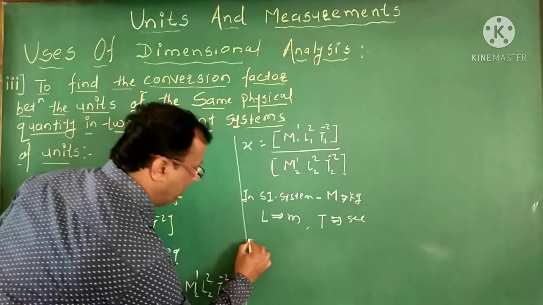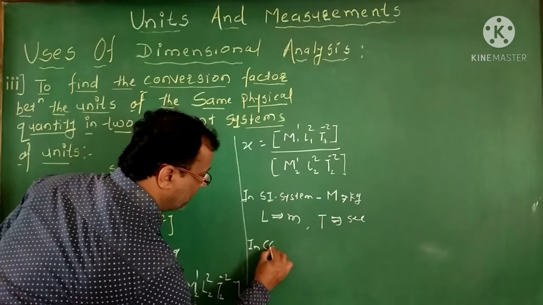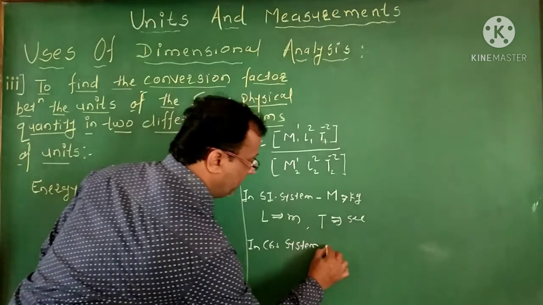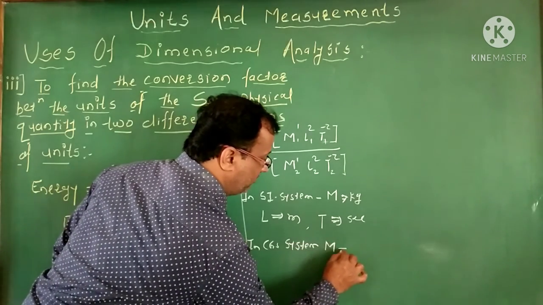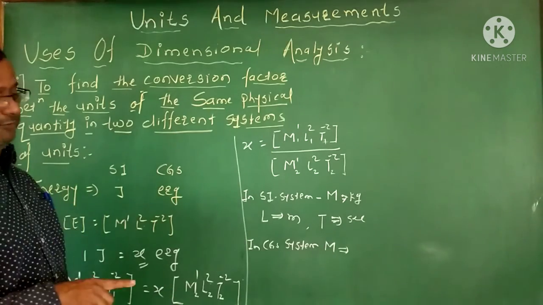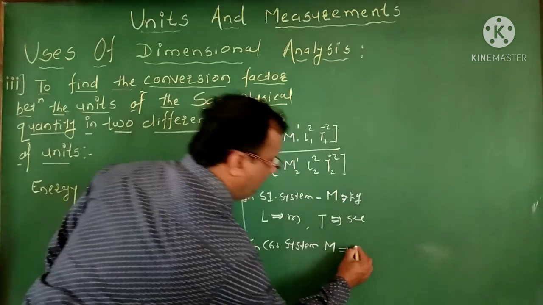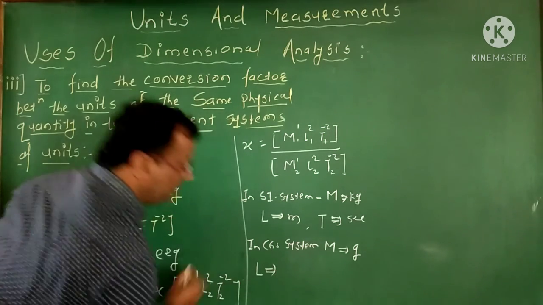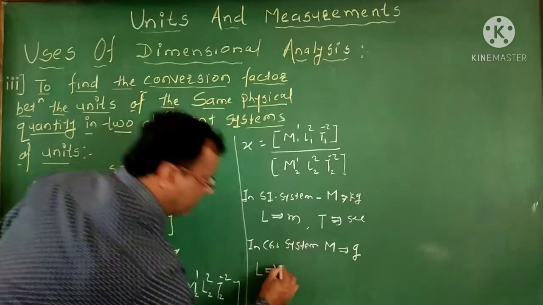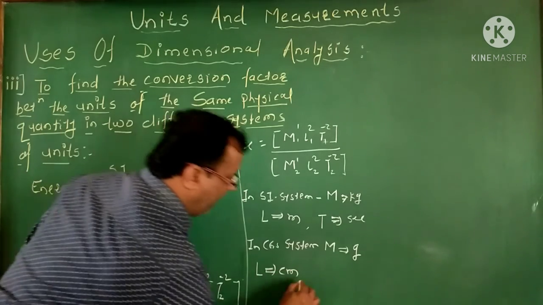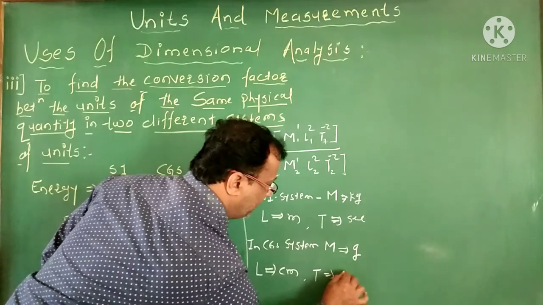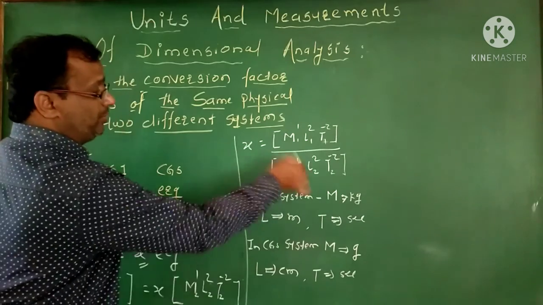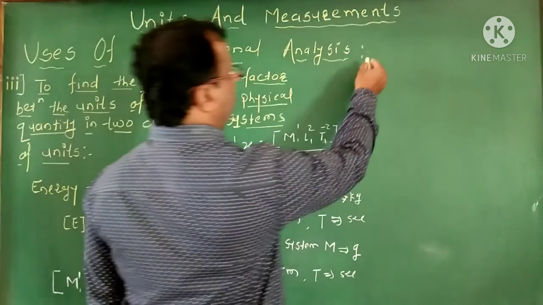Similarly, in the CGS system, M stands for mass, but the unit of mass in the CGS system is simply gram. Then length: the unit of length in the CGS system is simply centimeter. And time is again the same, second. There is no change. Now we want to substitute these values here. So what we get? See here.